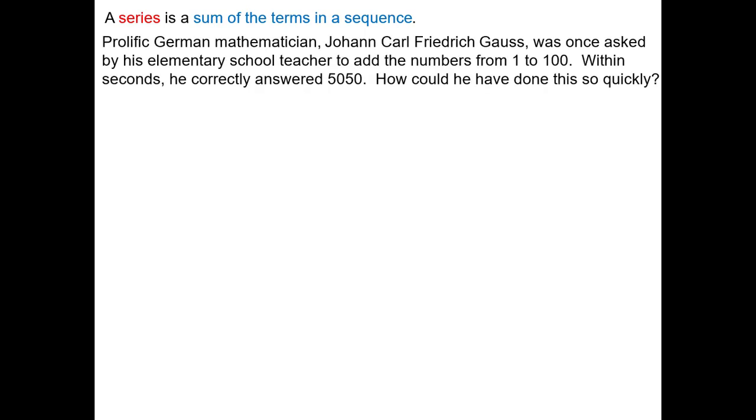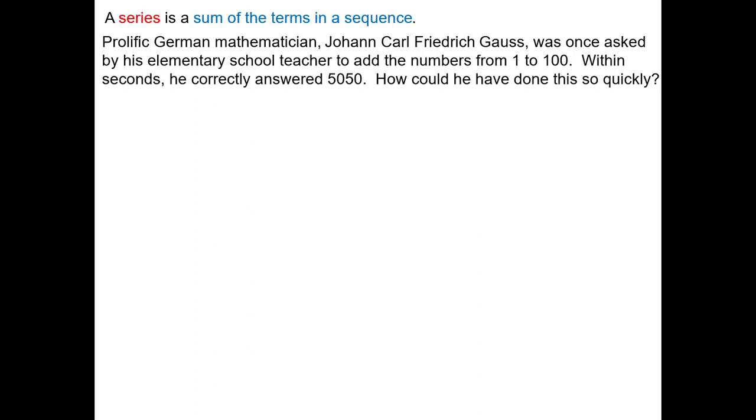So now let's take a look at a series. A series is simply a sum of the terms in a sequence. So if I were to have a sequence, let's say the sequence of even numbers, then the series would be 2 plus 4 plus 6 plus 8 and so on. Now the story goes that there was a prolific German mathematician named Johann Gauss, who was asked by his teacher in elementary school to add all of the numbers from 1 to 100.